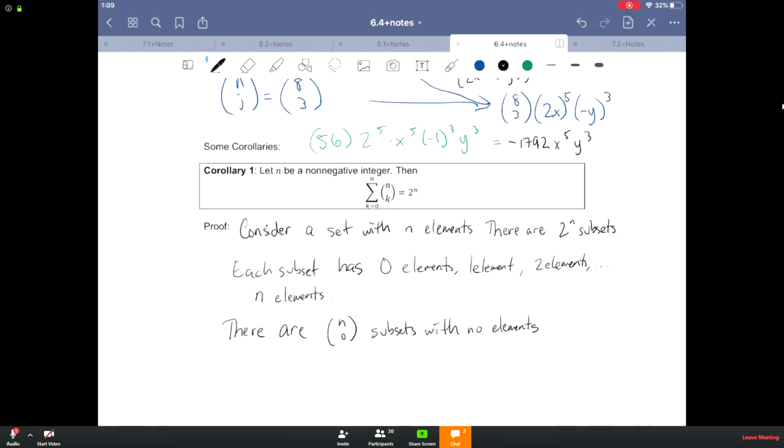So if you have a list of things, you're choosing 0 of them. There's only one way to do that, right? N choose 0 is 1, right? You know there's only one empty set. It's the thing with nothing in there. Right? There's going to be n choose 1 ways or subsets, right, with one element.